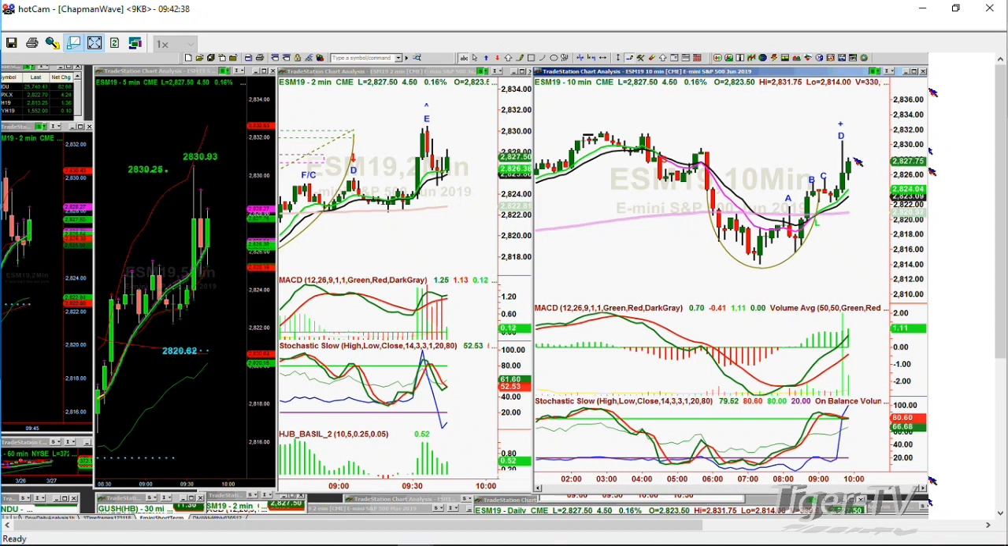This is a leg D. It doesn't become a peak D until there's no new recovery high. If there's no bounce above 2831.75 in the next 10 minutes, this will become a peak D. The MACD, the moving average convergence divergence, is actually improving, and the stochastic is still at 80%. So this is good. All right, let's get back to our nitty-gritties here.